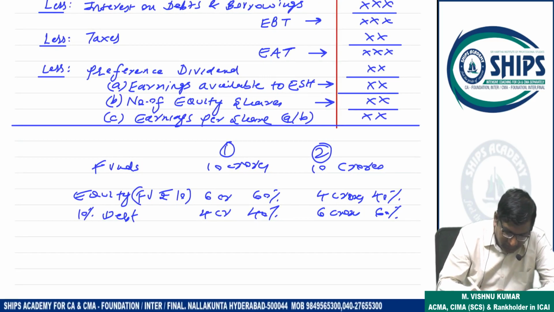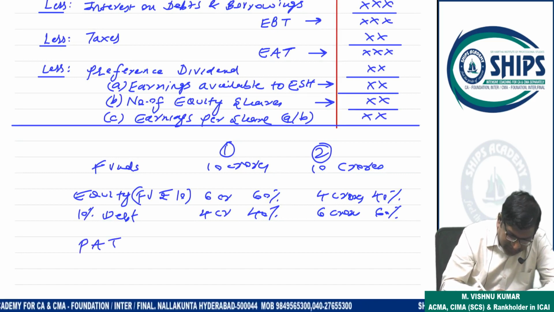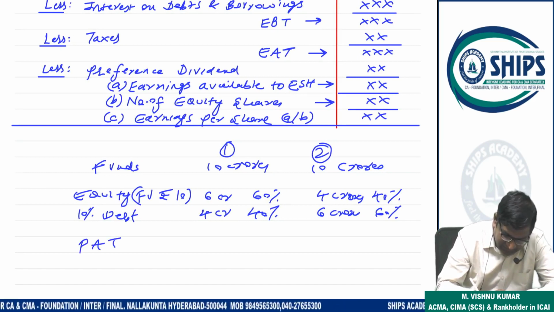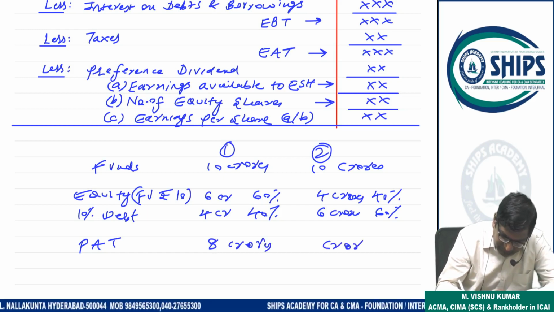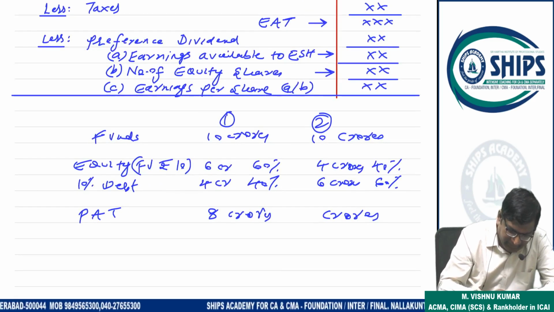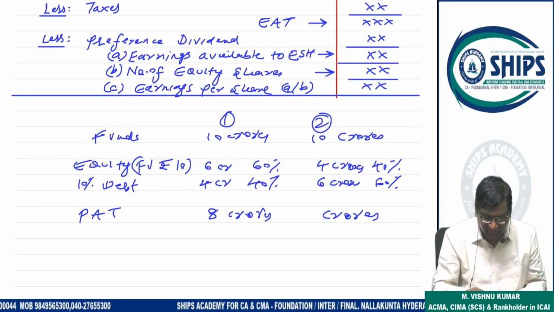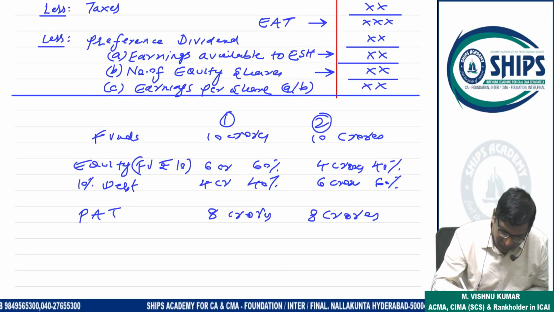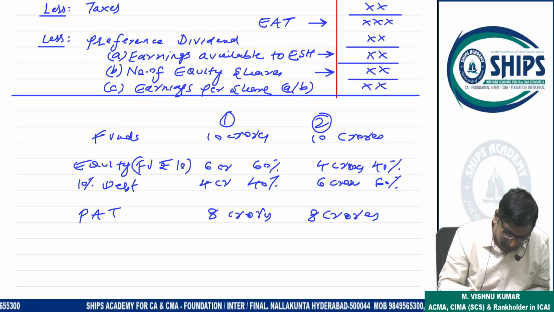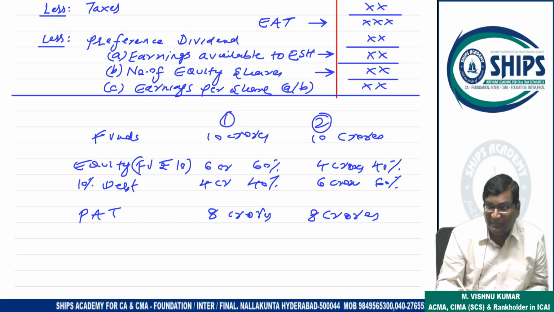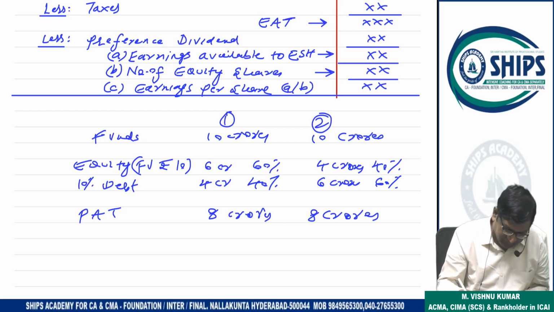Okay. Now profit after tax of the first situation, let us keep it 8 crores. Second situation also 8 crores. Clear? First situation 8 crores. Second situation also 8 crores. Understand? Now I am calculating the earning per share here. What am I calculating? Earning per share.